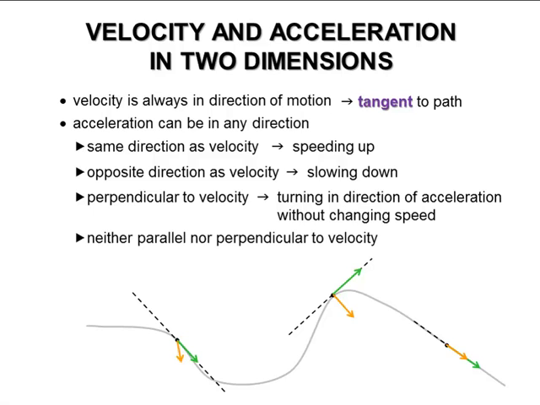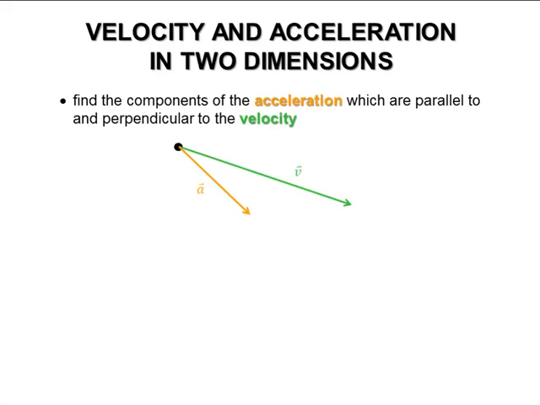Now, of course, it's possible, like in this final situation, that the acceleration is neither parallel nor perpendicular, in which case the particle is both turning and changing speed. So basically what we need to do is, if we have a velocity and an acceleration vector at a moment in time, we have to figure out the components of the acceleration along the line defined by the velocity. So in this case, there are those two components.